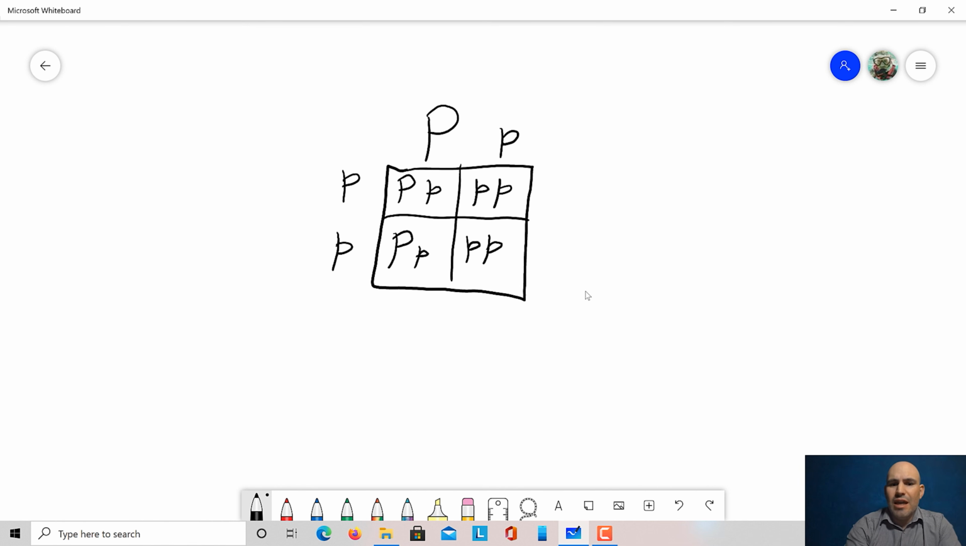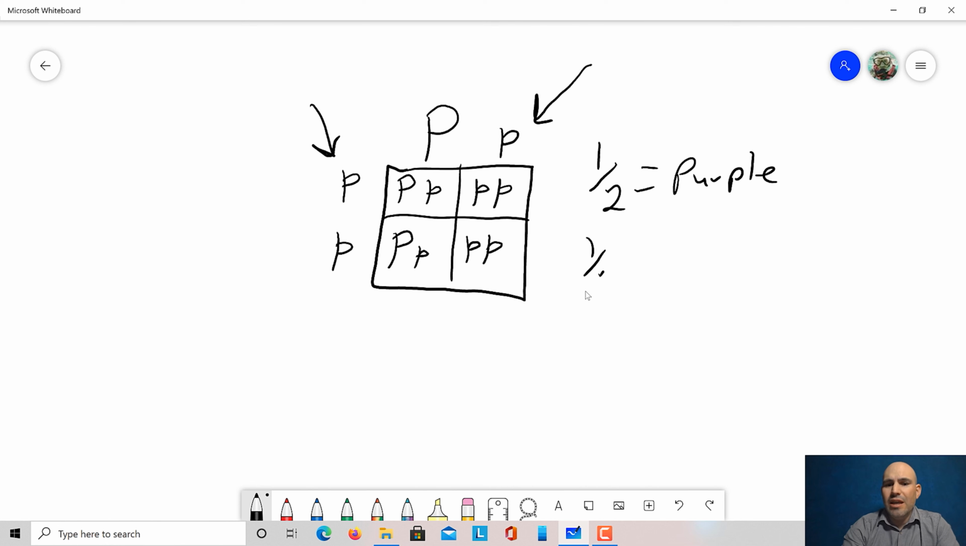And so a heterozygous purple pea plant reproducing with a homozygous recessive white pea plant will give you 50% purple and 50% white. And this is happening because of the dominant purple allele. Now, none of the purple offspring are homozygous dominant. They're heterozygous, which means they're also carrying that white allele, but purple is what shows up.